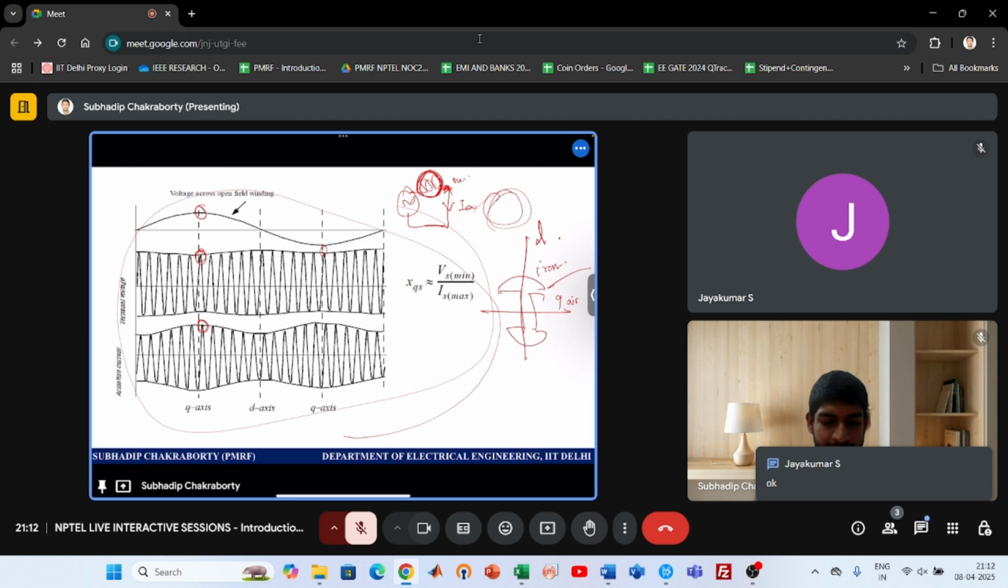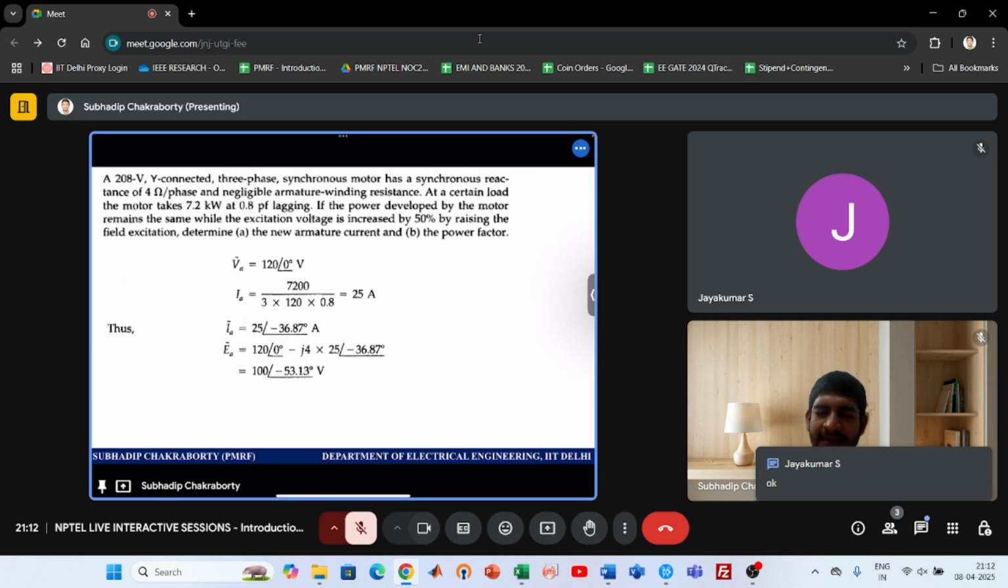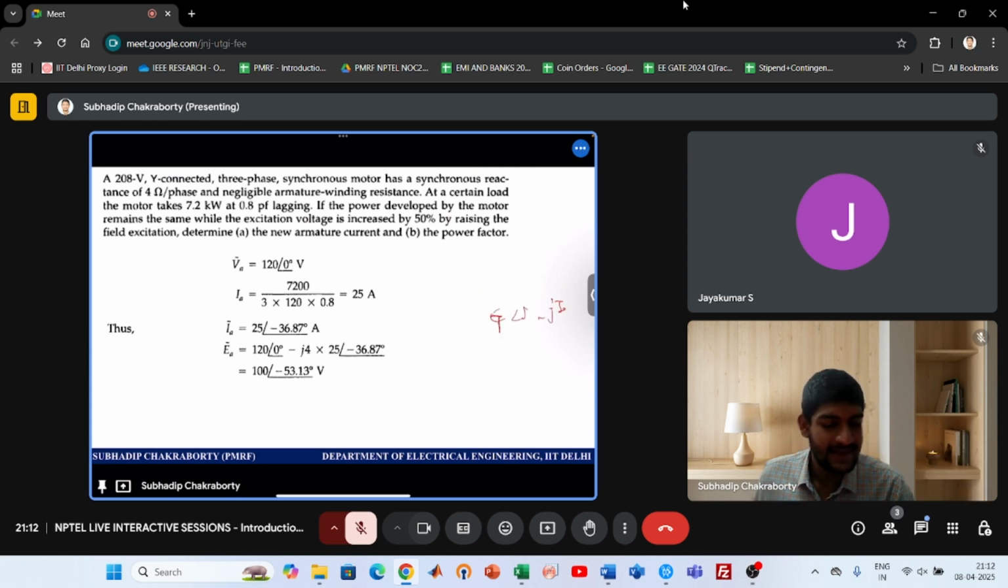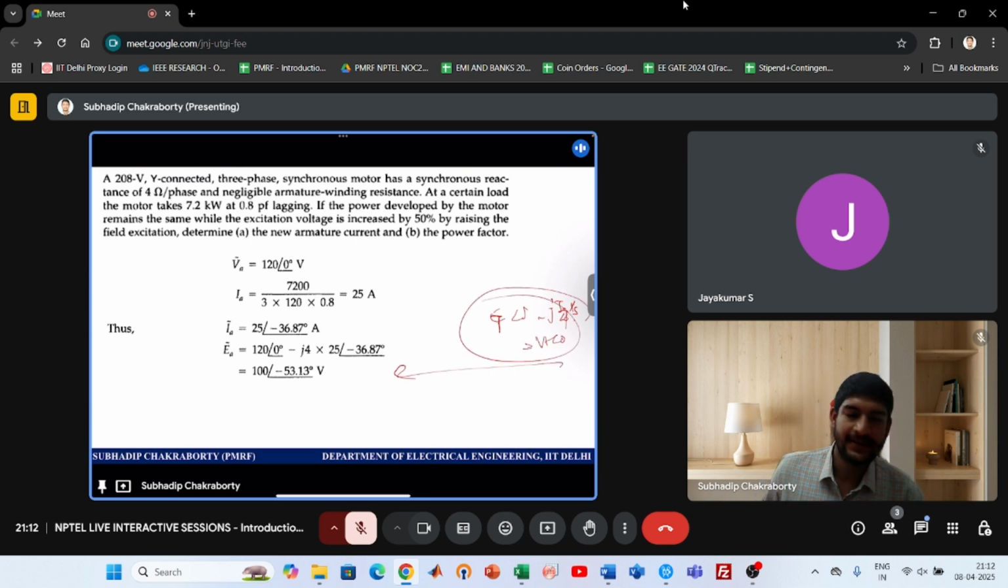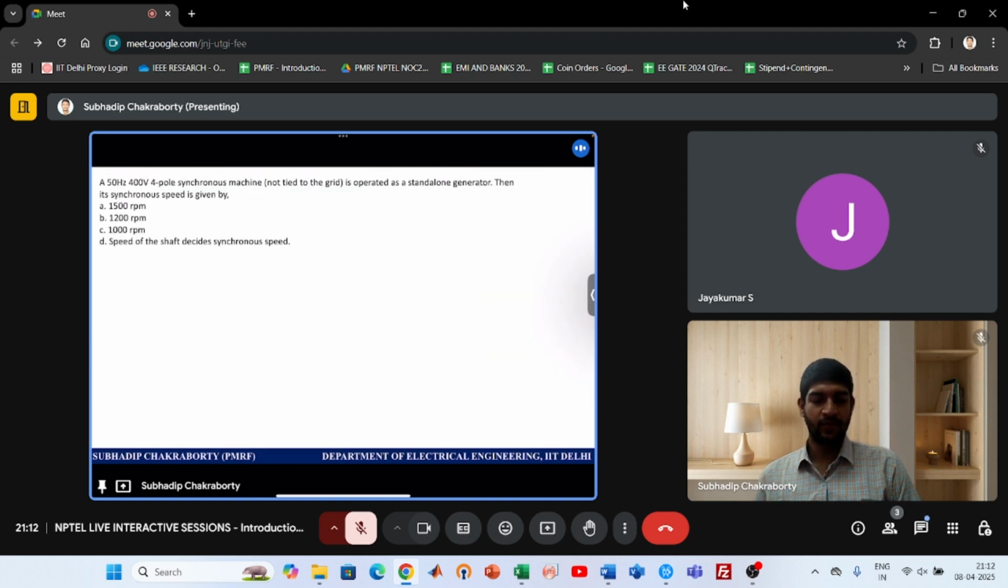Understood, right? So there are some numericals. You just go through the numericals. Just apply phasor analysis: EF angle delta minus IA JIA XS, and angle phi equal to VT angle 0. Okay, these will solve all the numericals, right? So just see them, and I will provide you all of them.